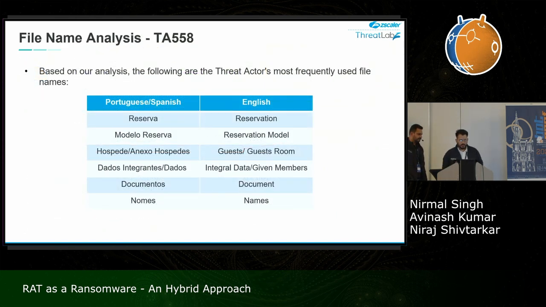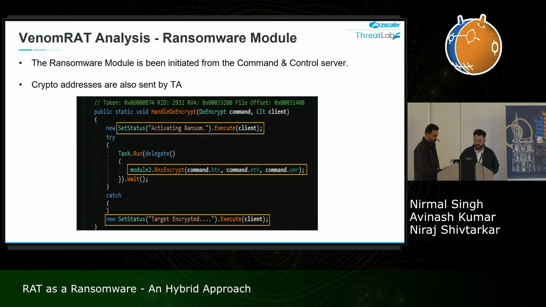Now, moving on to the file name analysis. We looked at the most frequent file names used by the threat actor, 558 of them. Those are reservation, model, then document name. Using this, we can see that this threat actor is targeting the hospitality and travel industries. So with this, I will hand over to Nirmal.